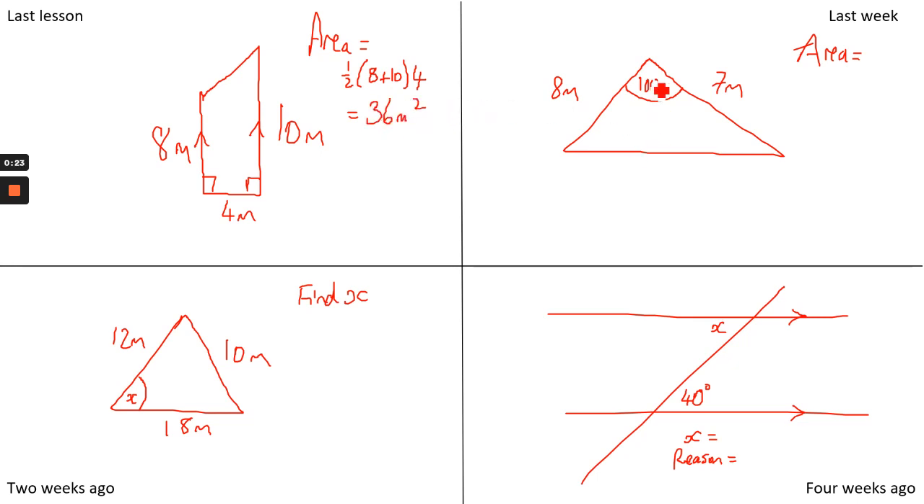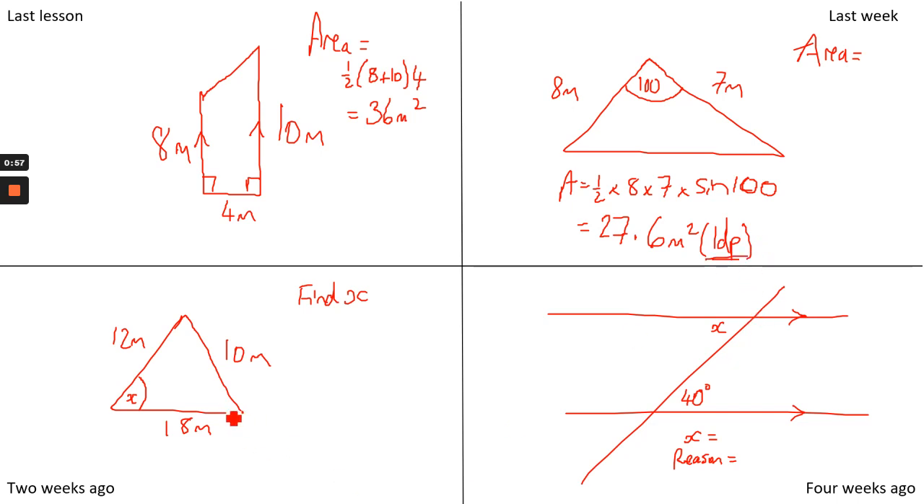Now this one from last week, you should remember that the area of a triangle, when you haven't got the perpendicular height, you can say it's half times A times B times sine of the angle in the middle. Okay, so we've got half of 8 times 7 times sine of 100. So if I just type that into my calculator, now you will get an area of 27.6 meters squared. Remember to tell the examiner that you've rounded it to one decimal place.